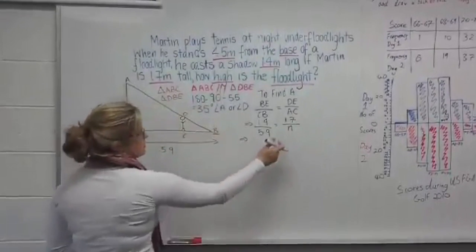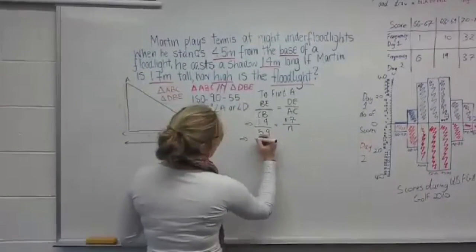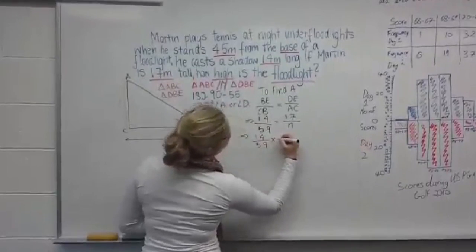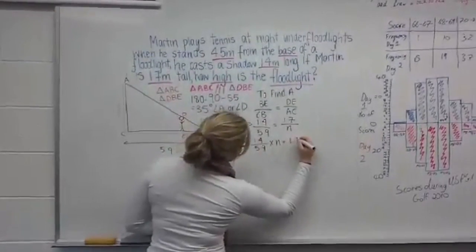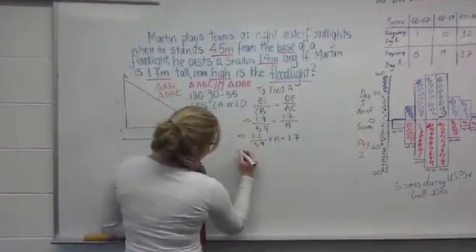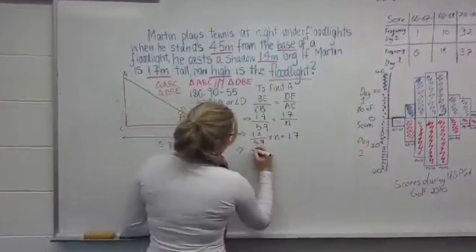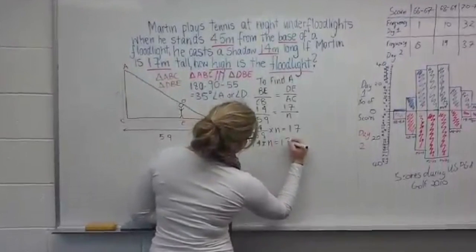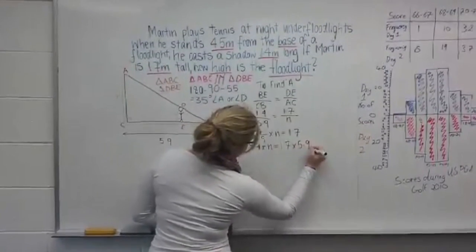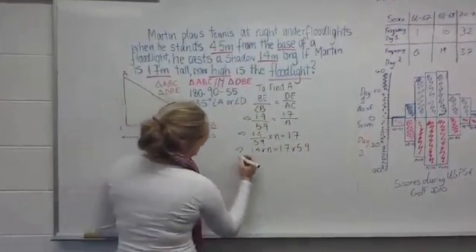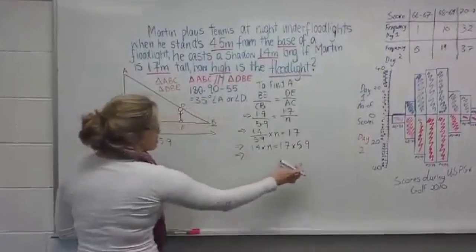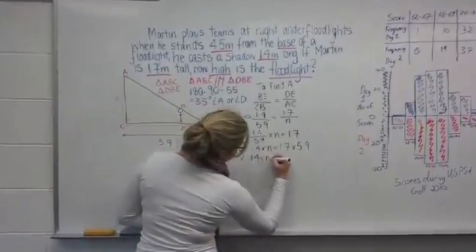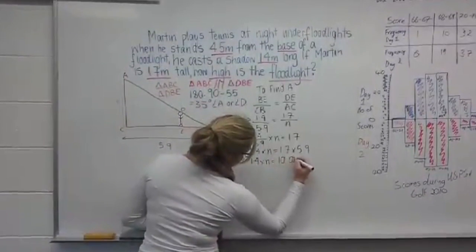Now we begin to find n on its own. First of all, times both sides by n, and you get 1.4 over 5.9 times n equals 1.7. Times both sides by 5.9 to eliminate both of our denominators. And we get 1.4 times n equals 1.7 times 5.9. Multiplying that, 1.7 times 5.9 gives us 10.03.